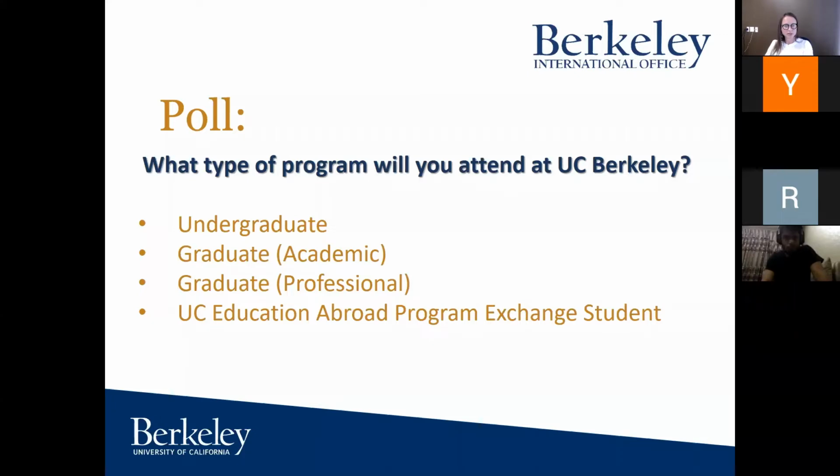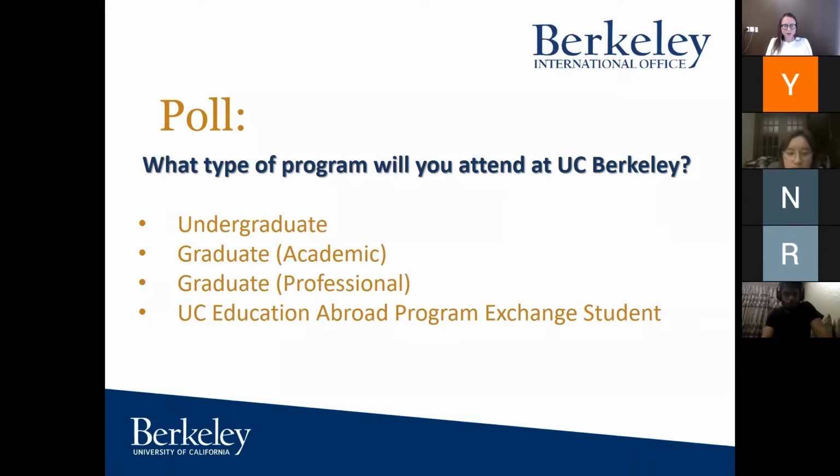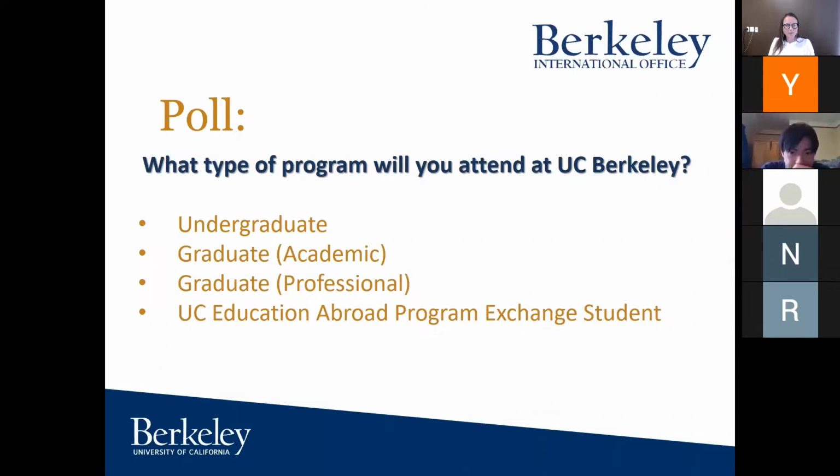Let's see the results. It looks like the majority of you today are going to be joining one of the academic graduate programs, 48%. We've also got 23% who will be in one of the professional graduate programs, so quite a few grad students today. And then we've got a few undergraduate students. It looks like there are 8 of you, and also 5 UC EAP exchange students. So pretty good mix, but quite a few graduate students today.